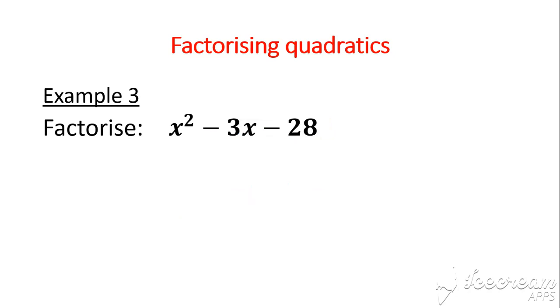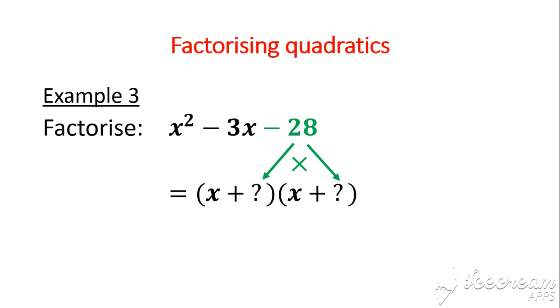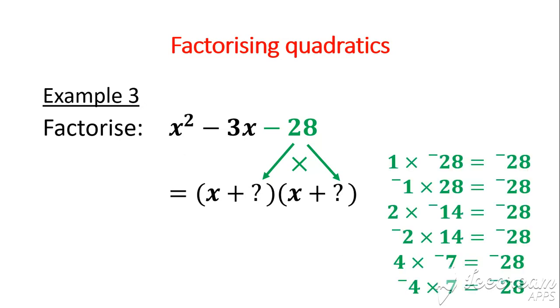All right, our third and last example is this one here, x squared minus 3x minus 28. Right, so once again, there's two brackets we've got to come up with, and the numbers have got to multiply to get negative 28. So go through all the factors of 28. Because it's negative 28, one must be positive and one must be negative. So wow, there's a huge list here to look at.